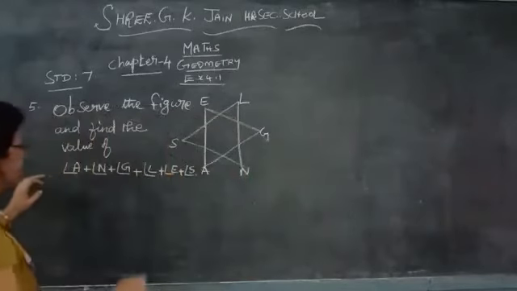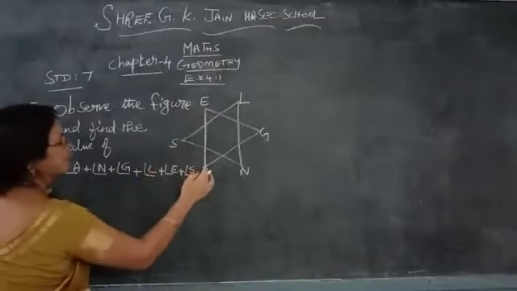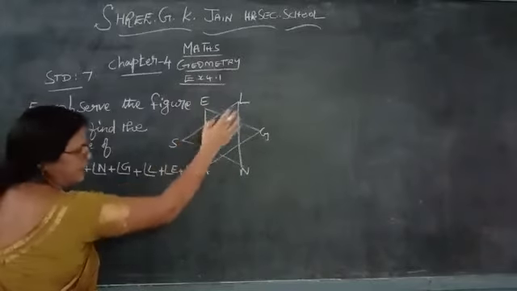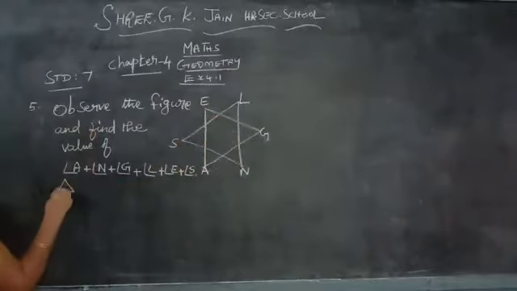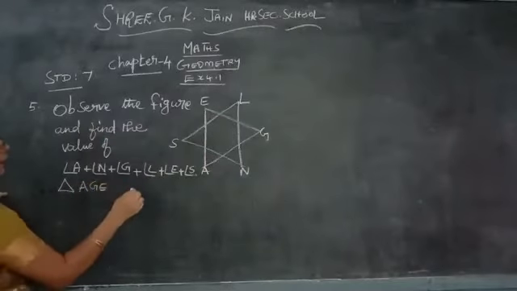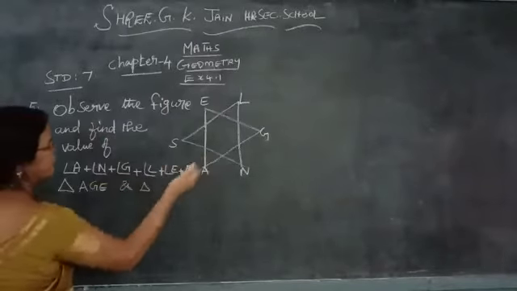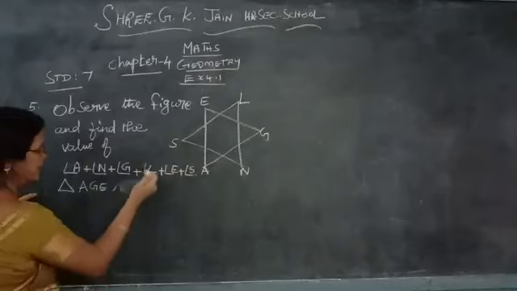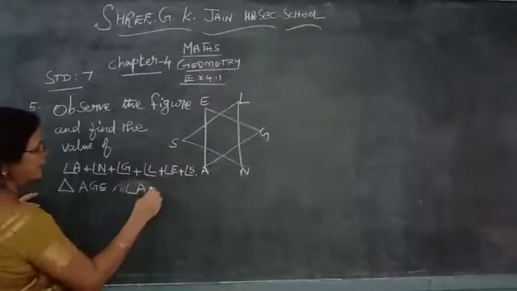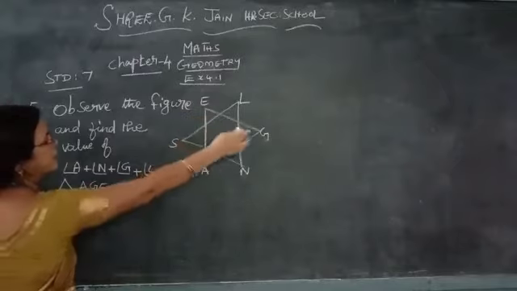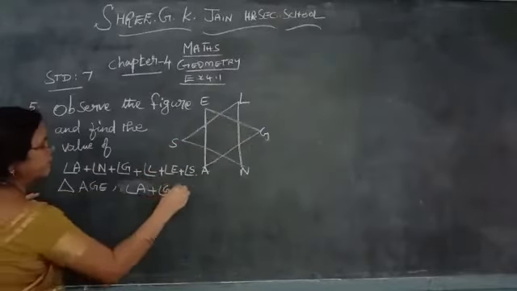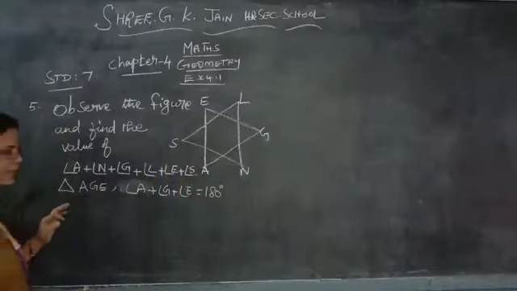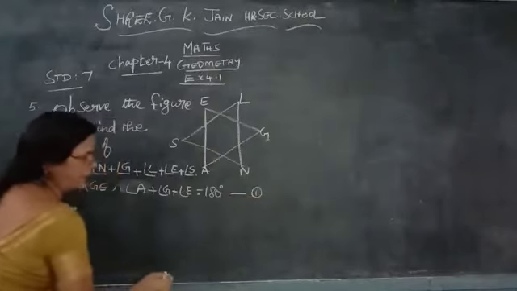Yes. Now there are two triangles. Are you able to see them? Triangle AGE and one more triangle, NSL. First you can do triangle AGE. From this triangle, we take angle A plus angle G plus angle E equals how much? 180 degrees by angle sum property, isn't it? So mark this as 1.